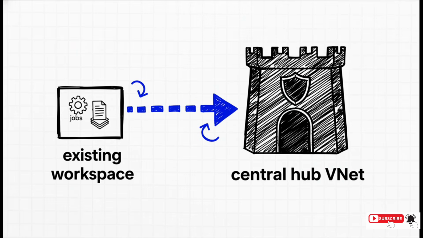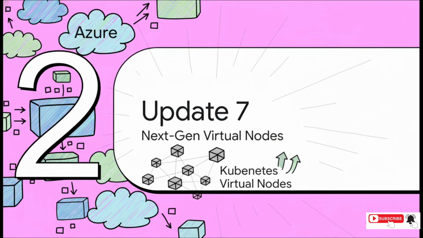And here's a perfect real-world example of where this shines. Imagine your company's security team lays down a new rule. All data services must live in the central hub VNet. Instead of a massive disruptive migration project, you can now just move the existing workspace. You just shift it into that hub, apply the new policies, and your data teams can keep on working without missing a beat.